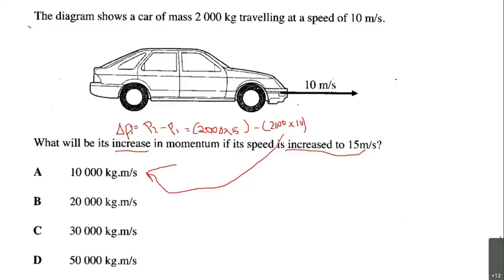If you picked C, what you did was, yes, they asked for the new momentum, then your answer would be C. But they asked, what will the increase in momentum be if we increase its speed to 15? So the difference between the old momentum and the new momentum is 10,000 kilogram meters per second. Make sense? Awesome.